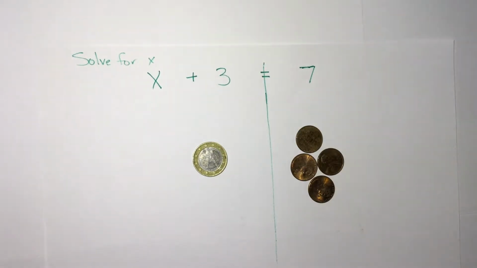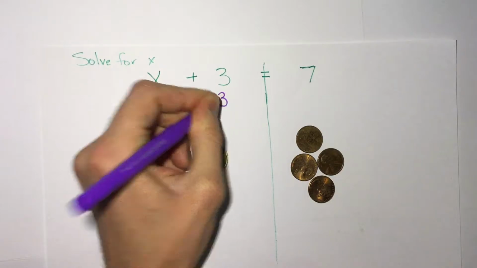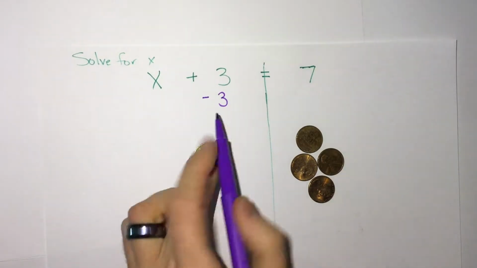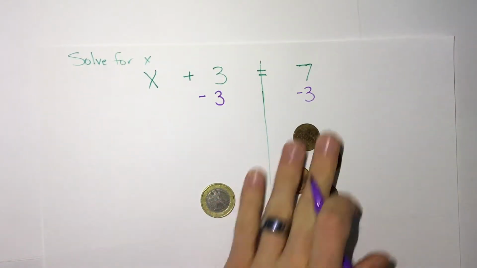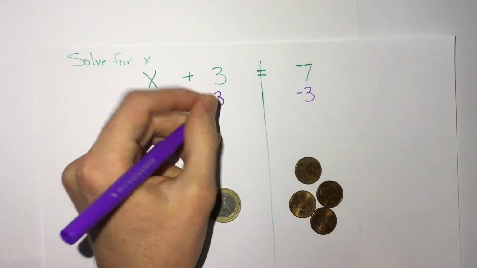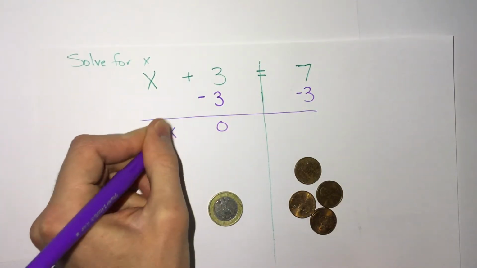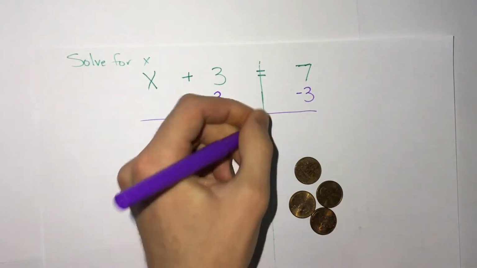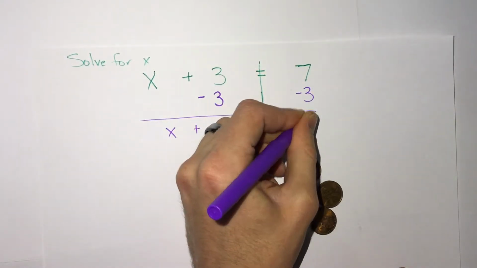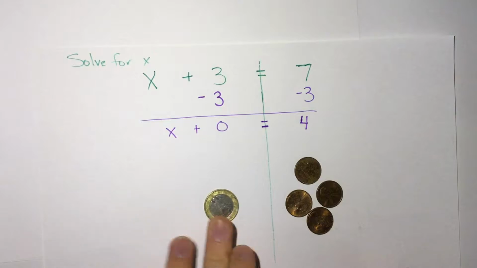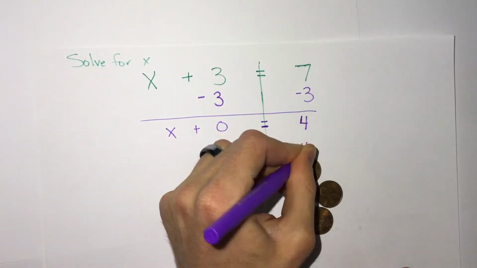And algebraically what we did there is we took our 3 and we subtracted 3 from it. But because there's an equal sign, we did it to the other side as well. And 3 minus 3 is 0. And all we have left on that left side is x plus 0 equals 7 minus 3. 7 minus 3 is 4. And we see that here, x plus 0 is just x equals 4.